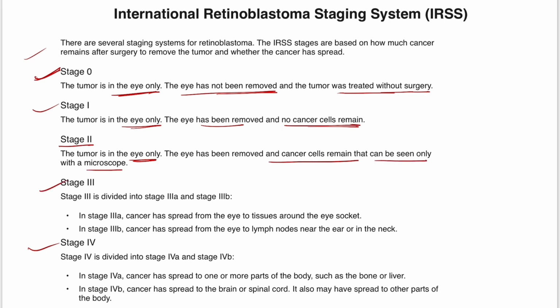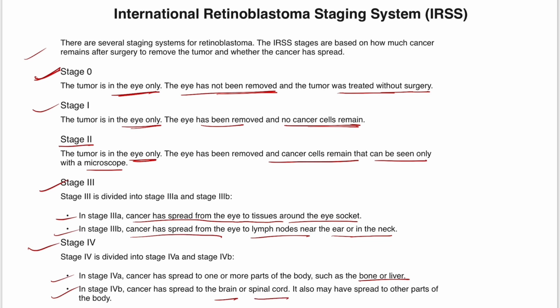Stage 3A, the cancer has spread from the eye to the tissues around the eye socket. And the cancer has spread from the eye to the lymph nodes in the ear, in the neck. That's the stage 3B. Stage 4A is when cancer has spread to one or more parts in the body such as bone or liver. And stage 4B means when the cancer has spread to the brain or spinal cord.